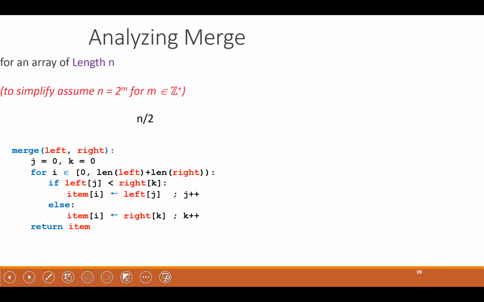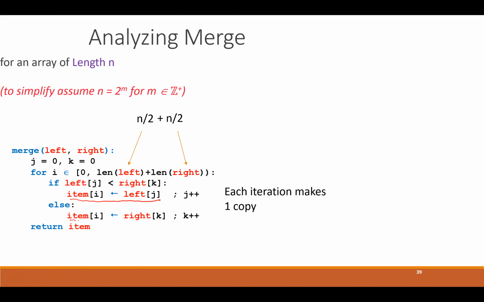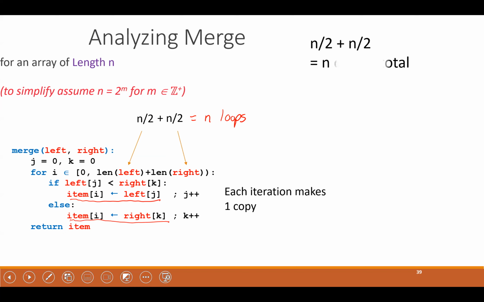So in our merge step, of course, we have n over 2 here, plus n over 2 here. So our for loop loops a total of n times. And each time it loops, I either copy one from the left or I copy one from the right. Right, so I have n loops, and each loop makes a single copy. So my merge step is, of course, n copies total, where n is the size of left plus the size of right.